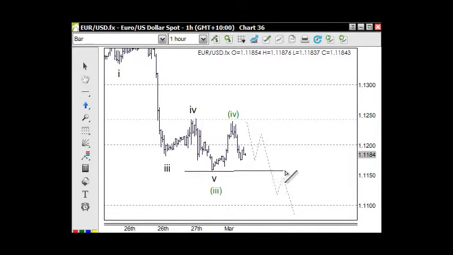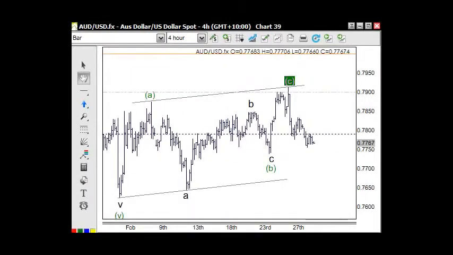So this is the one that you'd want to be shorting from this point here. If you're not already short, that is, or if you're looking to add to positions, then that's a nice place to do it. The Australian US dollar is the same as well.